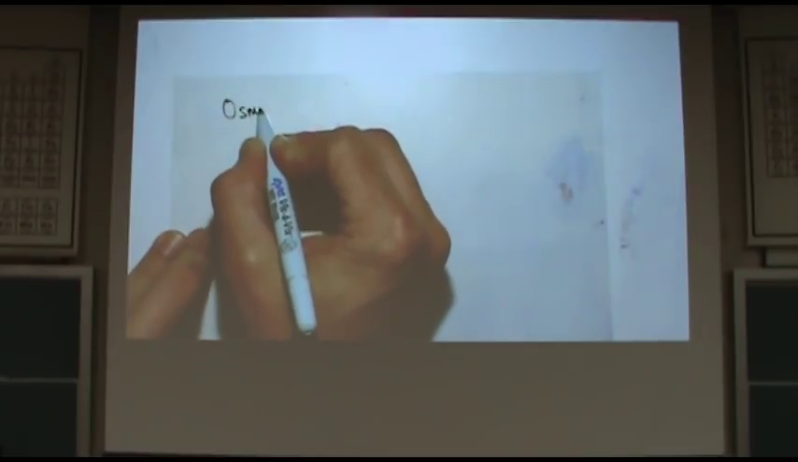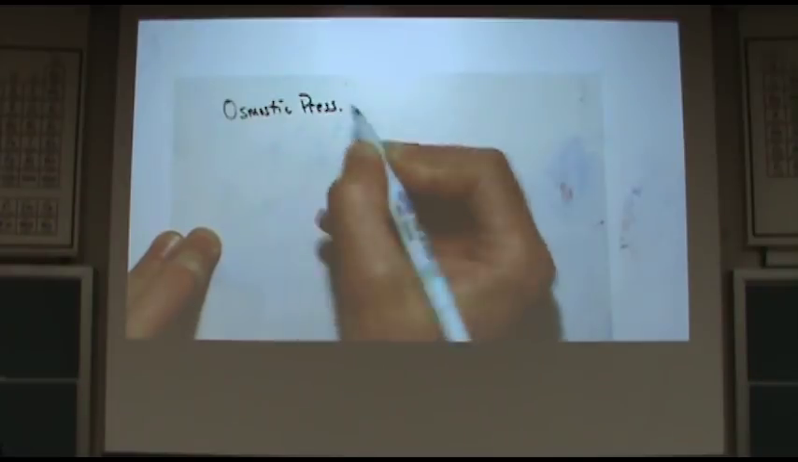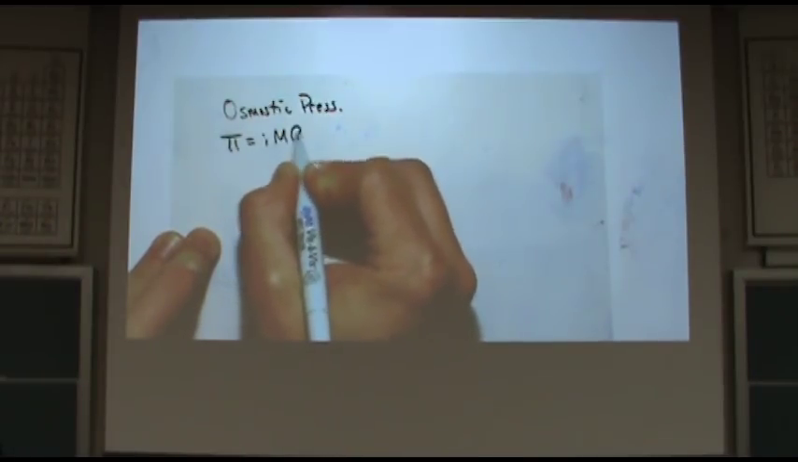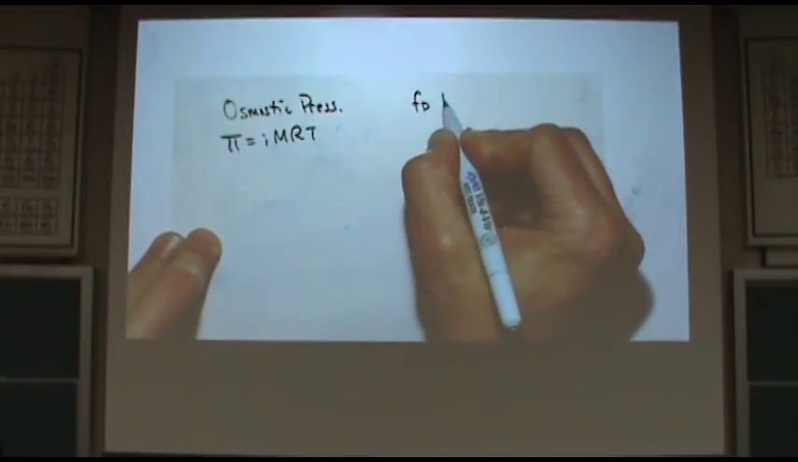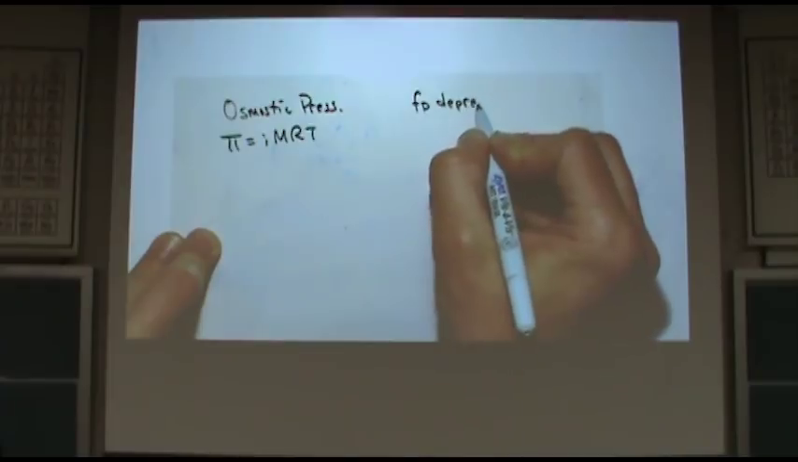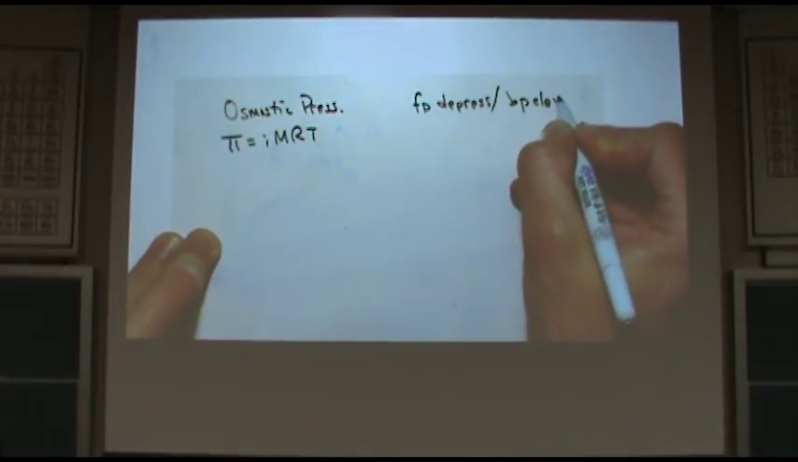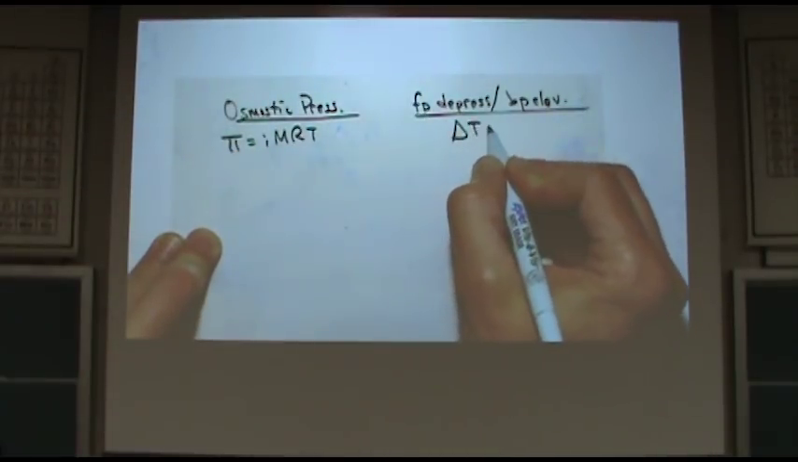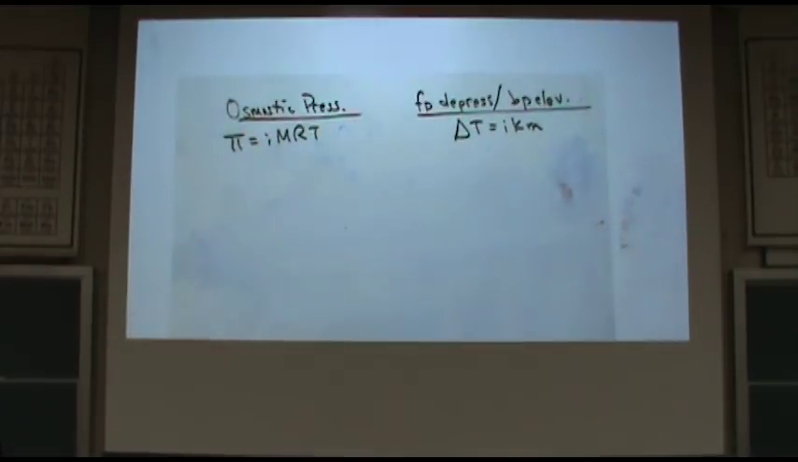One is the osmotic pressure. That's basically the ideal gas law, but written in a different form. And then there's the freezing point depression or boiling point elevation. The way I do it in my class is just to write one for, I combine the two formulas into one. Okay, so let's talk about how these work.